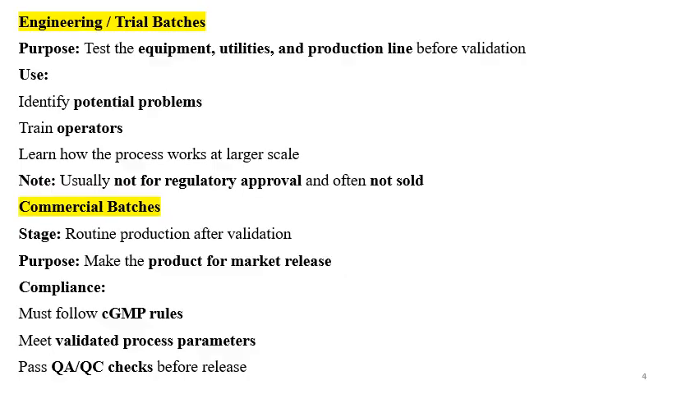Then some of the time we take the engineering batches, trial batches also. The purpose is to have the understanding and study the equipment, utilities, and production line before validation. The use of the trial batches, engineering batches, is to identify potential problems, train the operators and the people who are working on these products, and learn how the process works at the bigger scale. Usually, it is not for the regulatory approval, and it is often not commercialized or sold in the market. It is for the study.